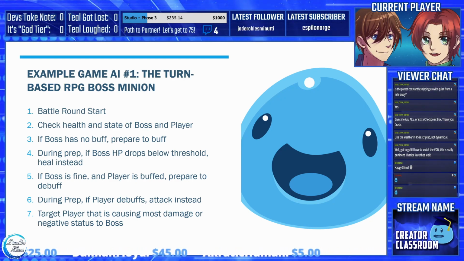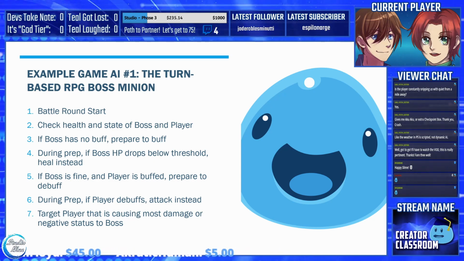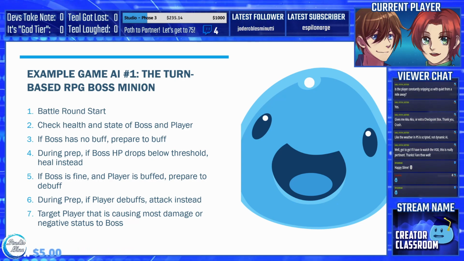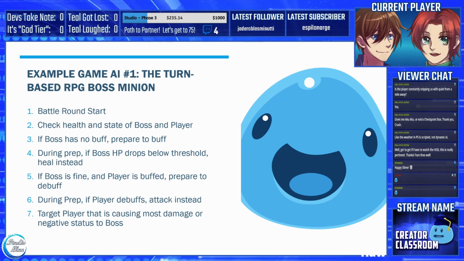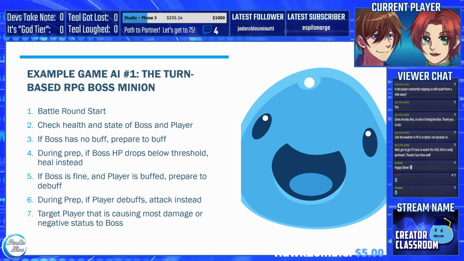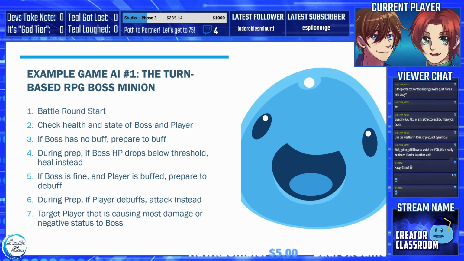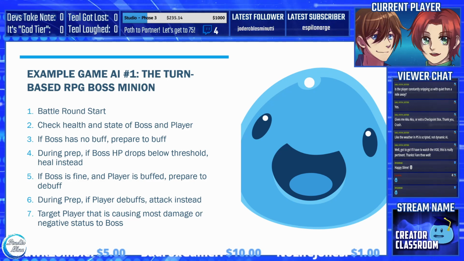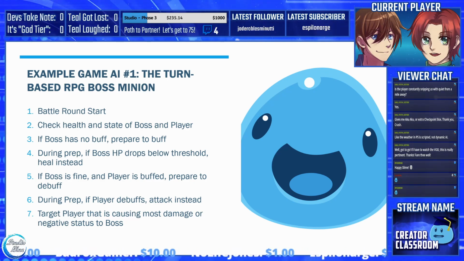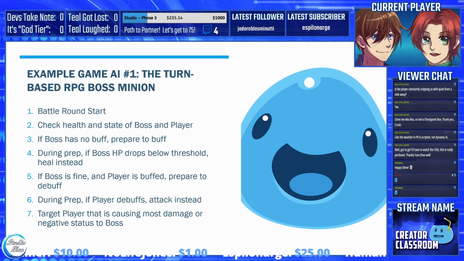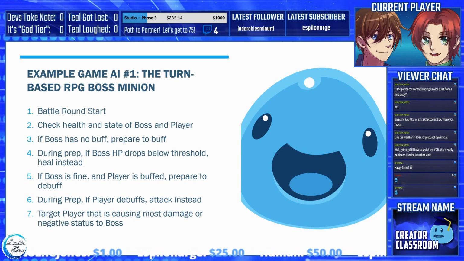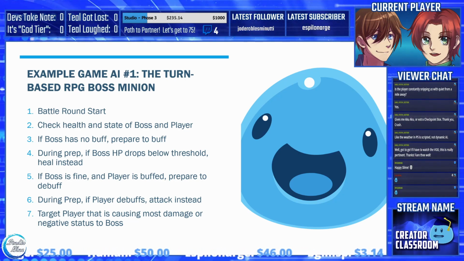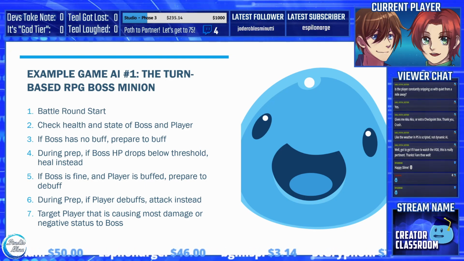Certain player buffs only last for 3 turns, or 3 rounds, or maybe the slime's other buddy debuffed him in the process. Exactly. Slime 1 was preparing a debuff, but Slime 2 debuffed the hero, so Slime 1 then attacks. And I don't have it listed, but if the boss is buffed, the boss is healthy, and the player is debuffed, the slime will just attack. When targeting, it'll target the player that is causing the most damage or the most negative status to the boss. That's its aggro. And it'll run on that loop infinitely until it's beaten.